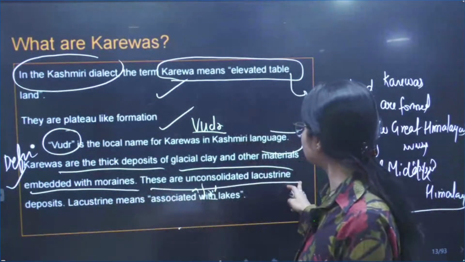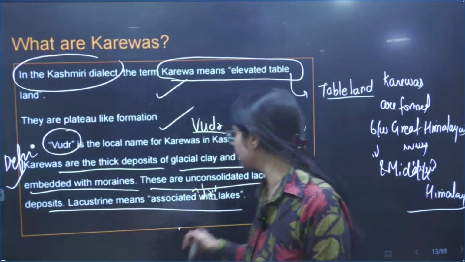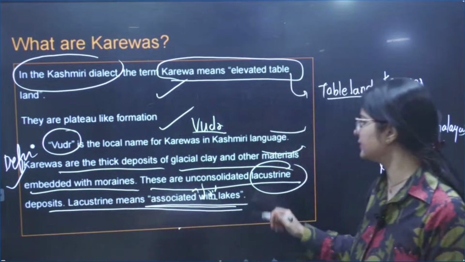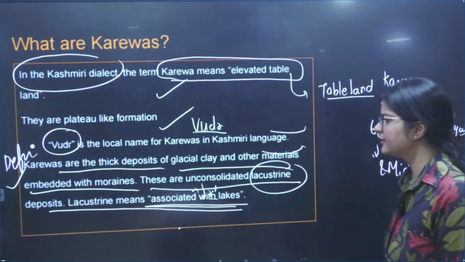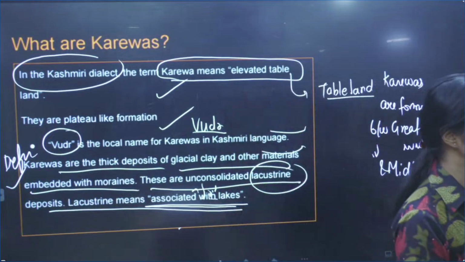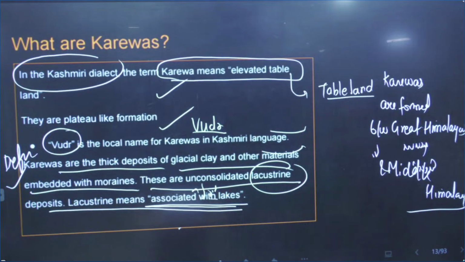They are unconsolidated lacustrine deposits. Lacustrine से मतलब है आपका lake. Lacustrine means associated with lakes. They are unconsolidated lacustrine deposits, जो आपका soil deposit हो जाता है and then they become fertile. क्योंकि glacial deposits है, it becomes really fertile. So this is what you have to write.